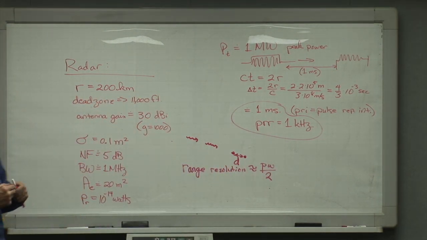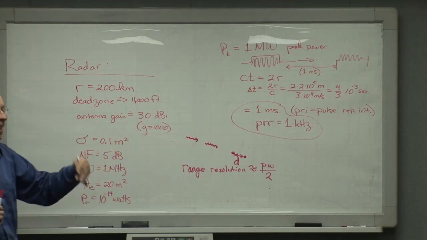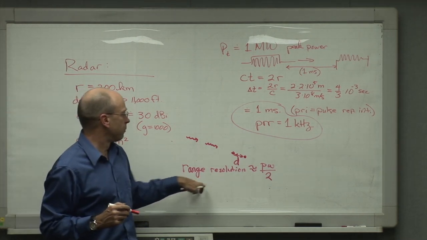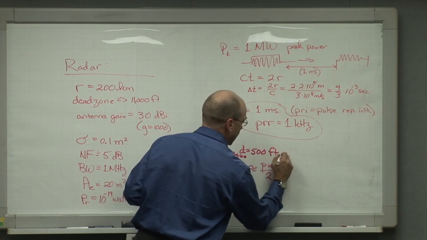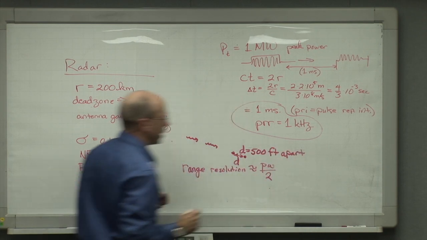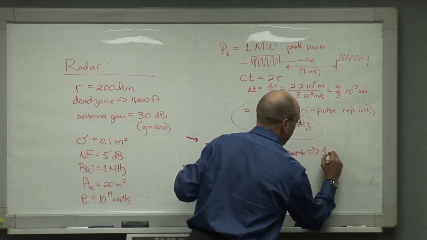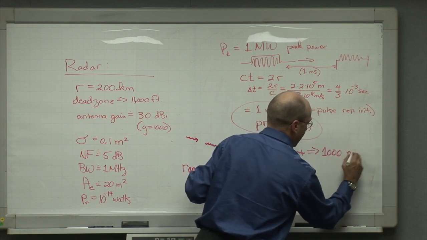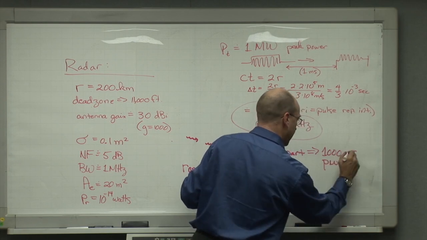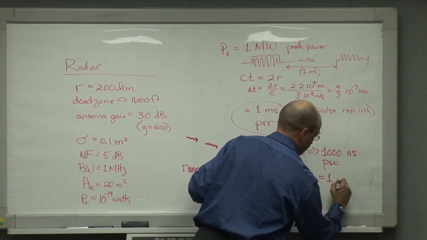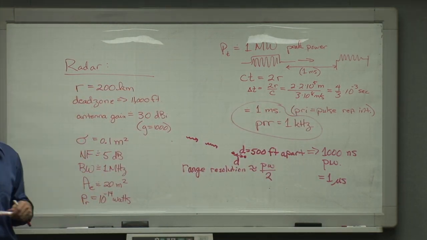Now, light travels at the rate of 1 foot per nanosecond. That's the great thing about the English system. It came out to be 1 foot per nanosecond. It's terrific. So if we want to be able to resolve targets that are maybe something on the order of 500 feet apart in range, then that implies about 1,000 nanoseconds for the pulse width, which is 1 microsecond. So a pulse width on the order of a microsecond for an air search radar is not unusual.